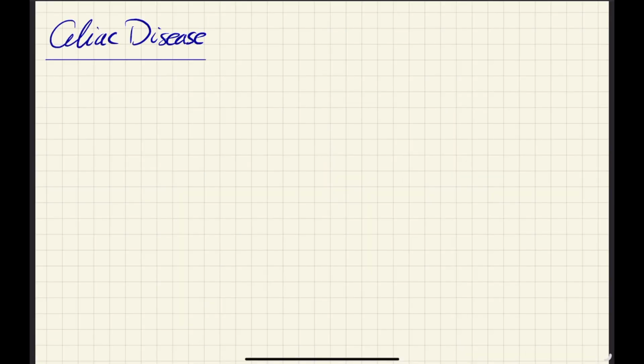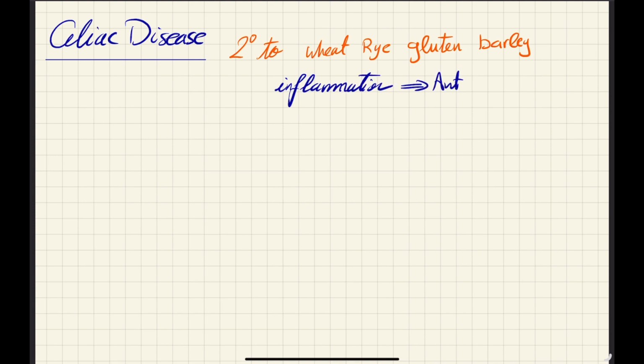Now let's go to celiac disease. What I want you to remember in celiac disease is that there is an inflammation. It's related to reaction against gluten. So remember, wheat, rye, and barley will cause an inflammation, and this inflammation will involve antibodies. And the end result will be malabsorption because it's an autoimmune disease related to the gastrointestinal tract.